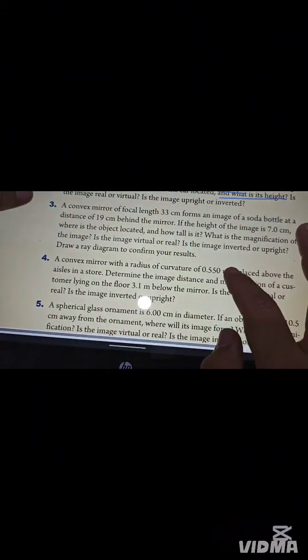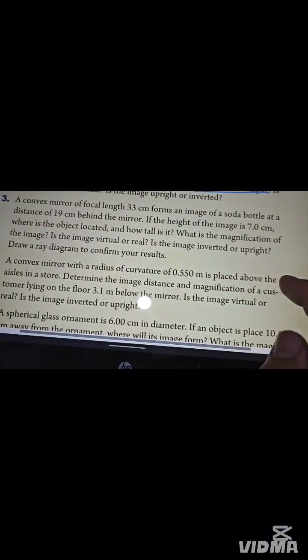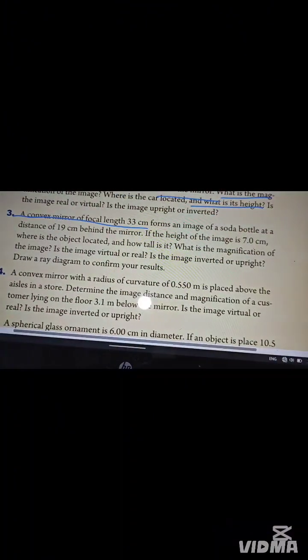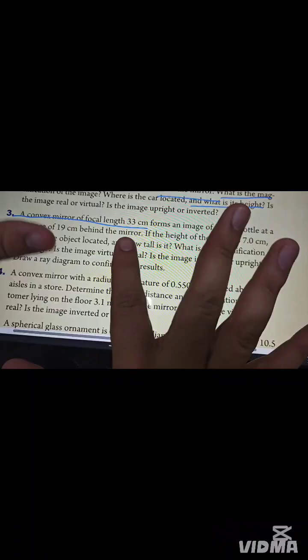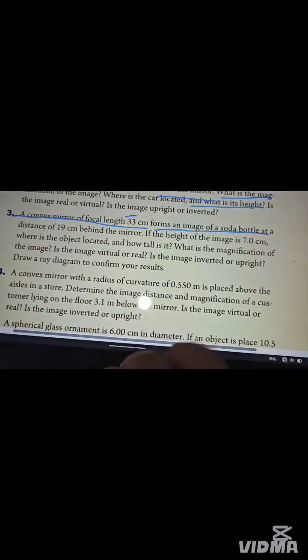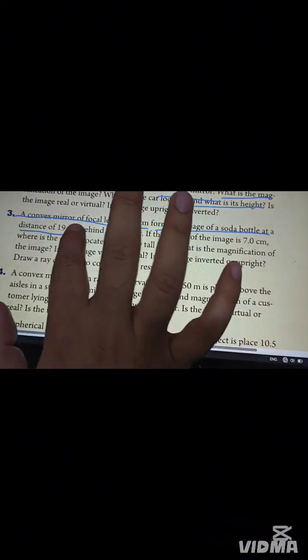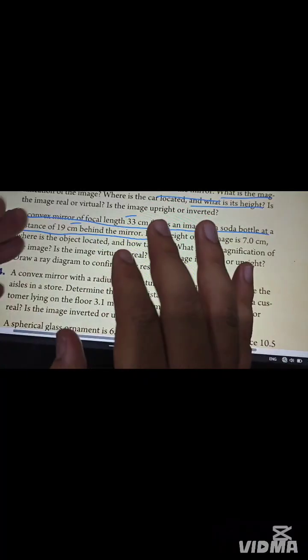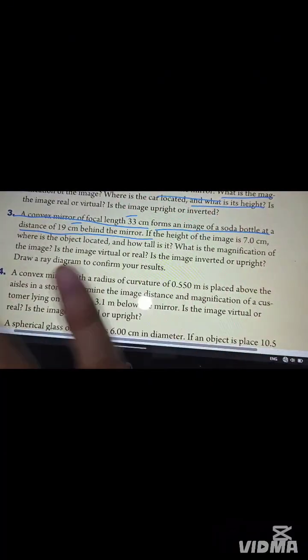Question 3. A convex mirror of focal length 33. Because we have a convex spherical mirror, the focal length must be negative, and here we have to add the negative by ourselves. It forms an image of a soda bottle at a distance of 90 centimeter behind the mirror. So this will be negative because this is the image distance behind the mirror. The value of Q must be negative. So focal length and Q will be negative.